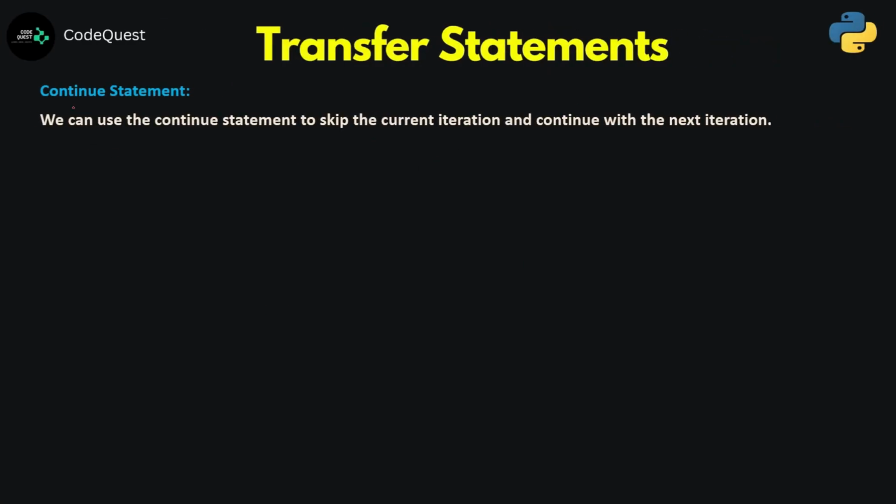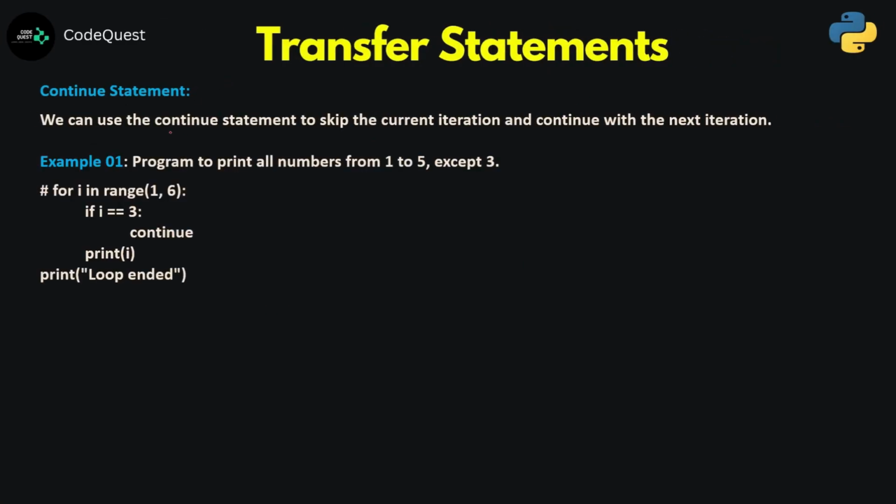So the next transfer statement is your continue statement. And we can use this continue statement to skip the current iteration and continue with the next. Now let's understand. Say we have a requirement of printing the numbers from 1 to 5, but I do not want to print 3. So here we have taken a for loop, range 1, 6, which means I'm going to start with 1 and it will give me up to 5. Now, inside this loop, I'm checking a condition. When i is equal to 3, I'm executing this continue.